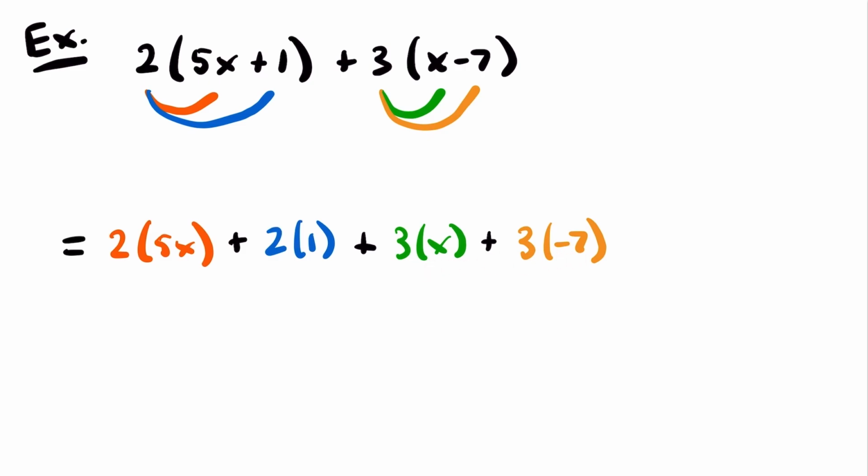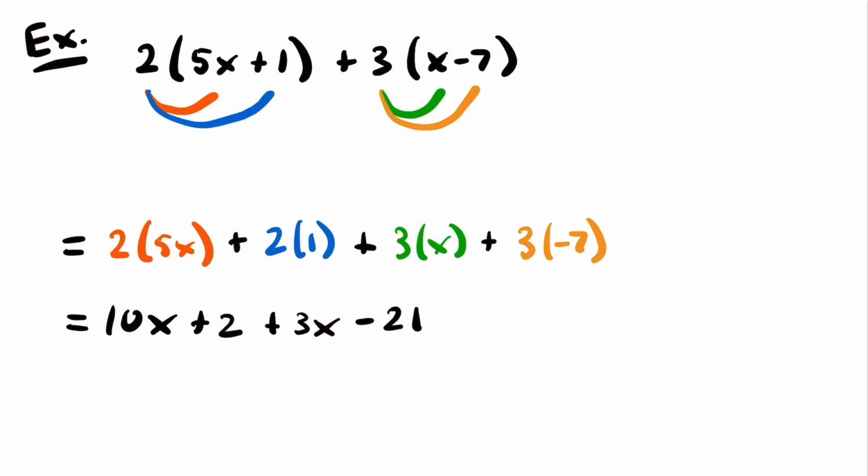Now simplifying further, 2 times 5 is 10, and then you want to keep that same variable part of x. So this is equal to 10x, and then 2 times 1 is 2, so we have plus 2. 3 times x, you would be multiplying 3 by the coefficient of 1, which is just 3. So you get plus 3x, you want to keep that same variable part, and then 3 times negative 7 is a negative 21.